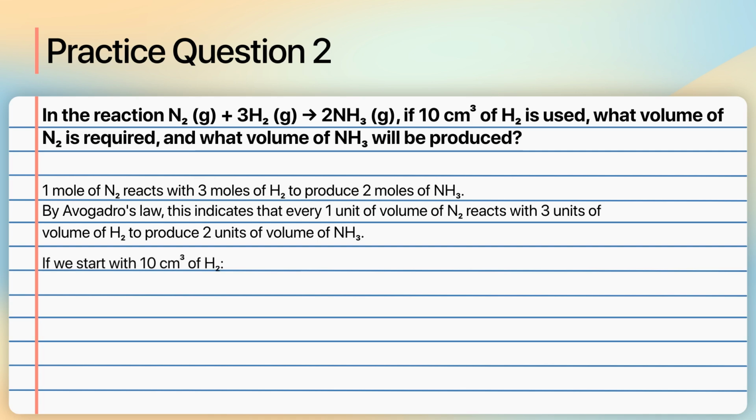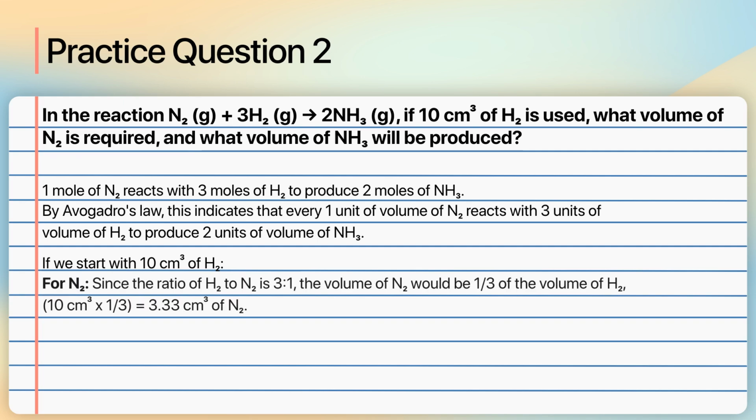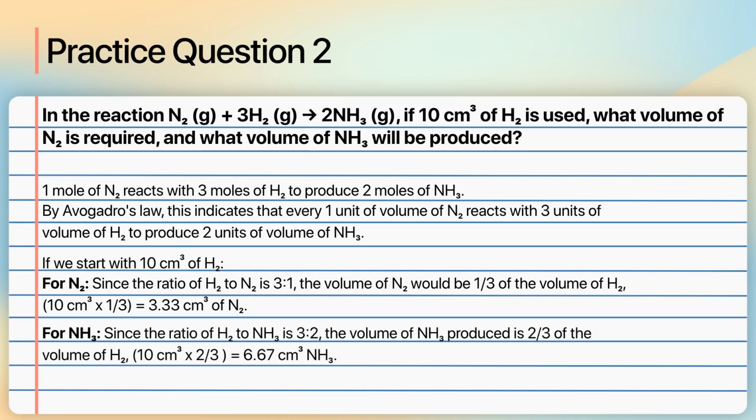If we start with 10 centimeters cubed of H2, since the ratio of H2 to N2 is 3 to 1, the volume of N2 would be 1/3 of the volume of H2, so 3.33 centimeters cubed of N2 is required. And since the ratio of H2 to NH3 is 3 to 2, the volume of NH3 produced is 2/3 of the volume of H2, so 6.67 centimeters cubed of NH3 is produced.